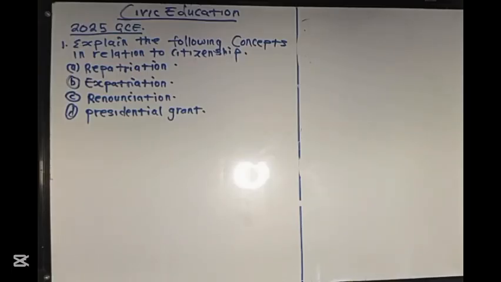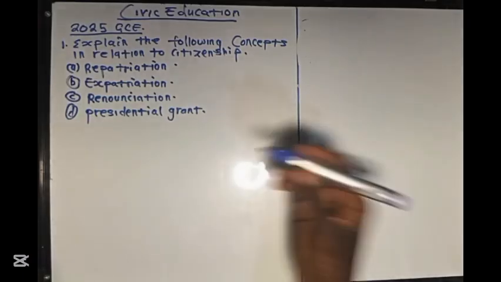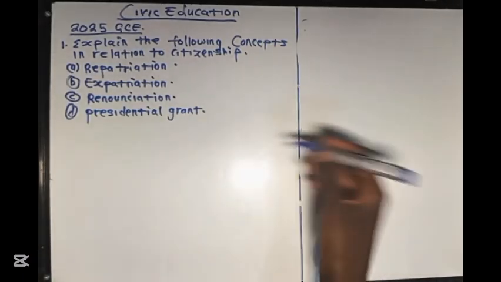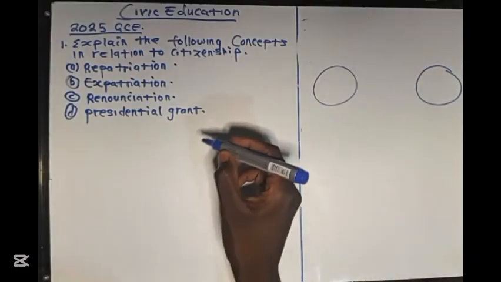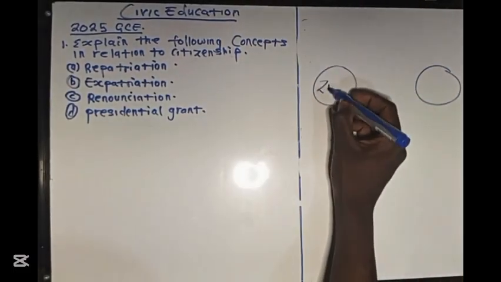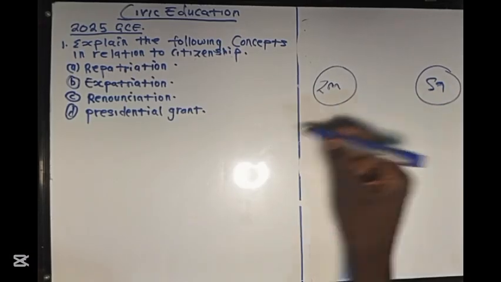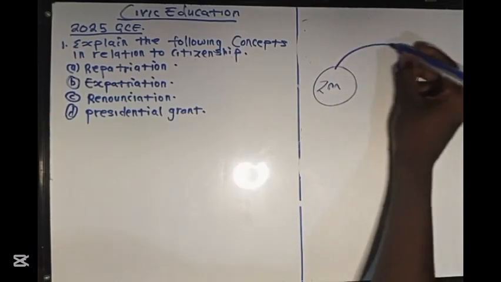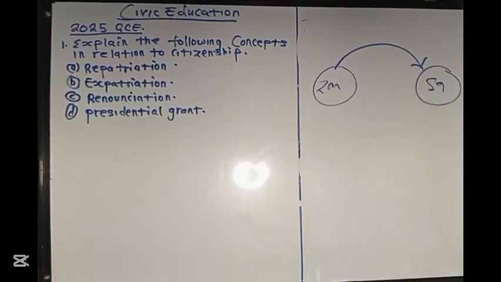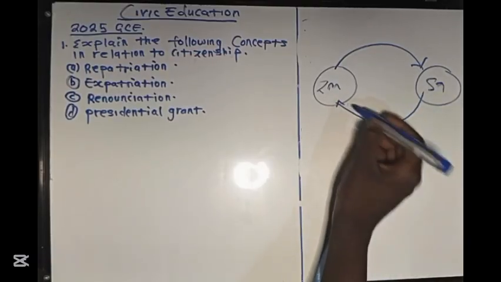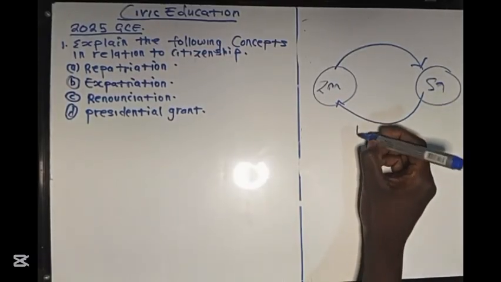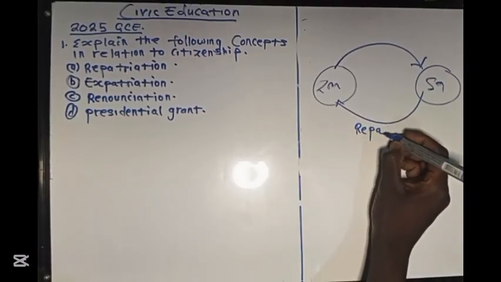Repatriation is very simple. We're going to have an example. Say this is Zambia, then this is South Africa. A Zambian person goes to South Africa and begins to stay there. After some time, the person decides to come back. That is what we are calling repatriation.